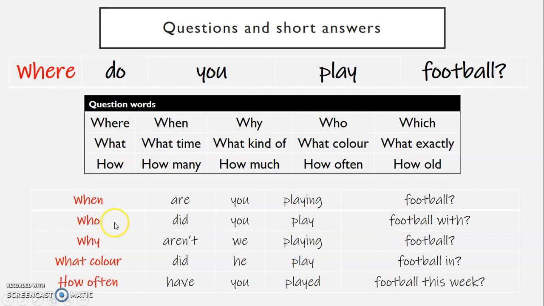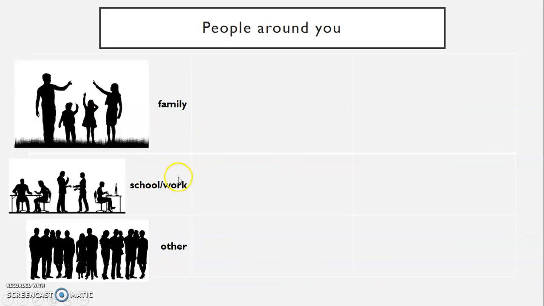When are you playing? Who did you play? Why aren't we playing? What colour? We add colour here. You can add different words after what. How goes with often. How often have you played football this week? It means the number of days you played football. So these are question words.